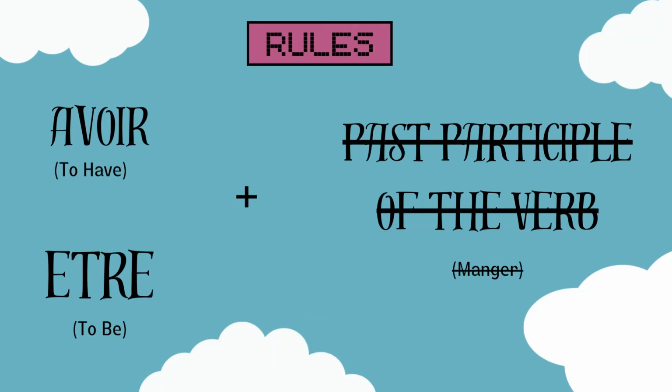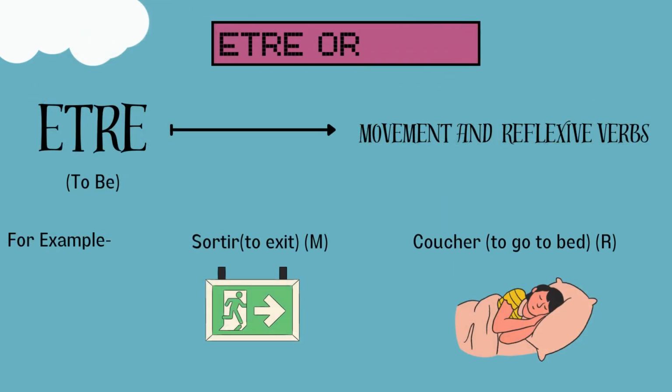So now that we are done with the past participle, we can know when to use avoir and when to use être. Starting with être, être will be used with whichever verb is a movement verb or a reflexive verb. For example, sortir, which means to exit. Sortir is a movement verb, so être will be used with it. And coucher, which is going to bed, is a reflexive verb, so être will be used with that too. And in any other scenario, avoir will be used.